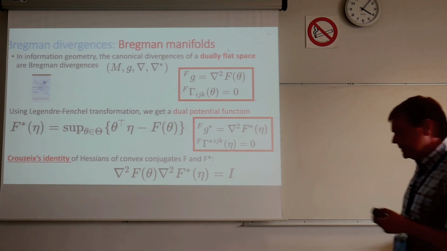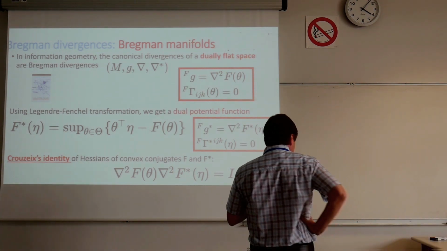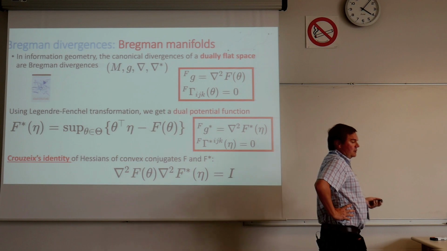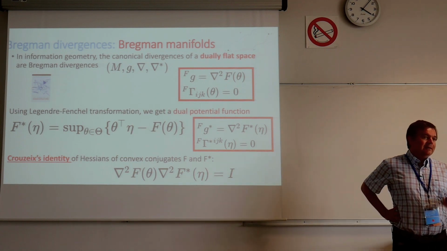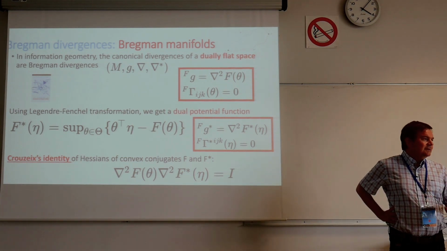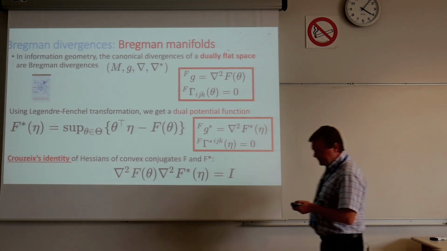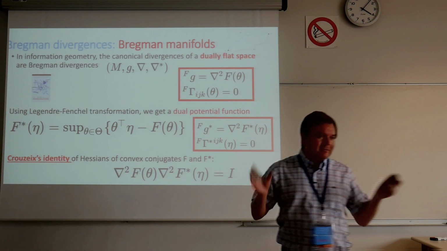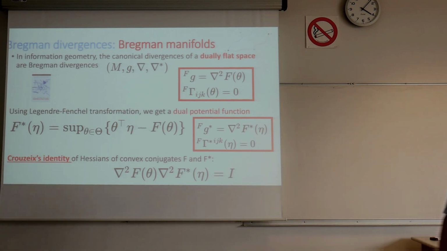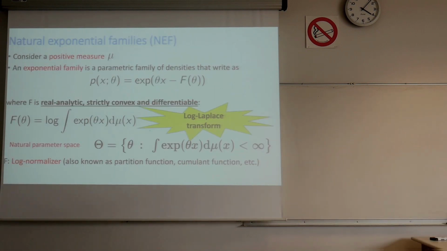Okay? And what's really strong is that whenever you have a dually flat space, you can show that you can always have a canonical Bregman divergence, okay? Which is not the case if the space is not dually flat. So dually flat spaces and Bregman manifolds, for example, you can make synonyms because you have a one-to-one matching.